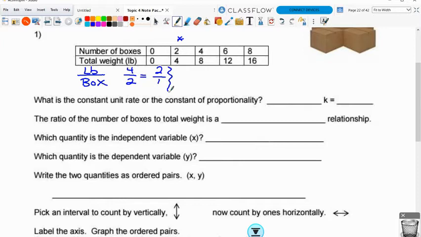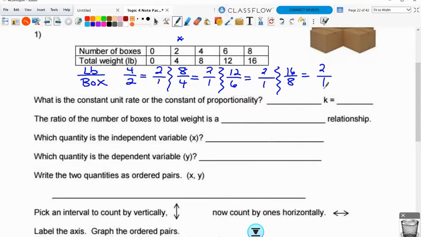Our next rate from the table is 8 pounds for 4 boxes. Simplifying that down to a unit rate, divide both numbers by 4, we get 2/1. The next one says that it's 12 pounds for 6 boxes. Divide both numbers by 6 to get the unit rate, and you get 2/1. And finally, it's 16 pounds for 8 boxes. Divide both numbers by 8. That's going to give us another unit rate of 2/1.